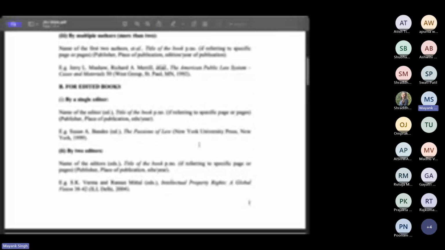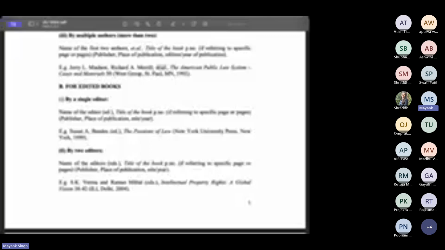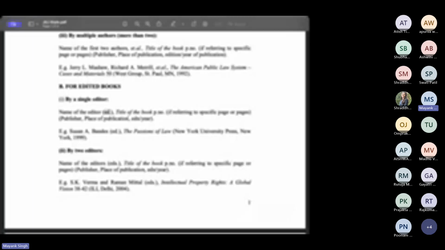Now for the edited book, there are many edited books. So you will write the name of the editor, then thereafter you will write ED. ED stands for edited, meaning this book is edited. You will not write the name of the author, because in an edited book there is an editor, not an author. So we will write the name of the editor and in bracket you will write the ED.